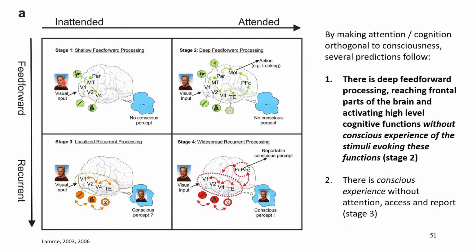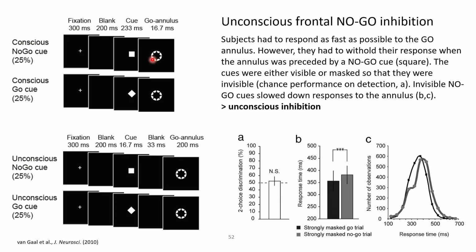So there are different predictions from this idea. Attention goes along this axis, consciousness goes along this axis. Two different predictions, the one being a bit simpler to deal with than the other. But let's have a look at these predictions. One of the predictions is that there is deep feed-forward processing reaching these frontal parts of the brain and activating these high-level cognitive functions without you having conscious experience of the stimuli evoking these functions. Now, this is an experiment showing you that this prediction indeed holds water.